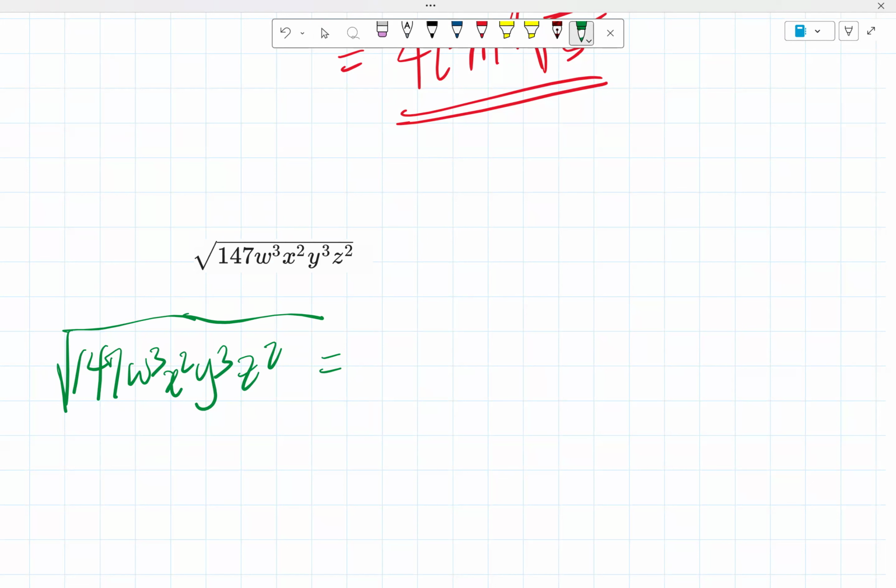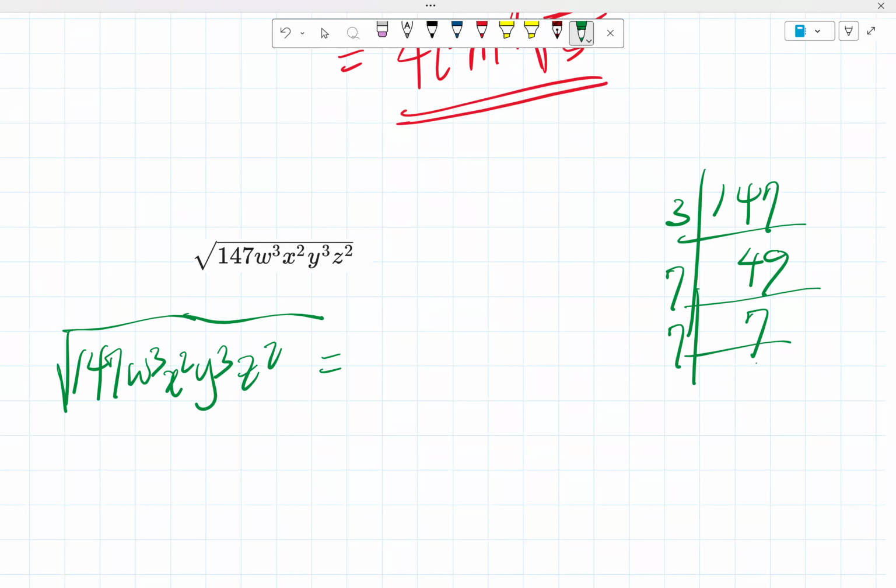And of course, for 147, we can break it down. 1 plus 4 is 5, 5 plus 7 is 12. I know 2 cannot divide it, that's why I'm trying 3. If you add up the digits and what you get is divisible by 3, it means 3 can divide that number. So 3 can divide 147. 3 in 14 is 4, that's 3 times 4, 12. Remember that 2, 3 in 27 is 9. And from here now, 7 can easily divide this. 7 in 49 is 7, and 7 in 7 is 1.